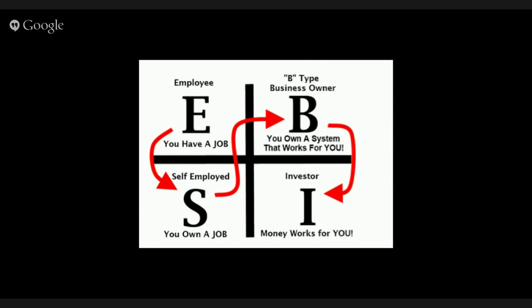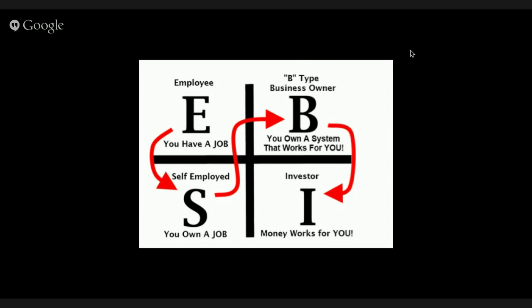Now, you see here you have the employee, which basically means you have a job. You have self-employed, and I'm going to elaborate on this a little bit. Self-employed can be somebody who owns a small business. This can be somebody who is a specialist. Maybe they're a very highly paid employee. But if you look there, it says self-employed. In other words, you're still employed. You are still an employee. So you're still on that left side of the quadrant.